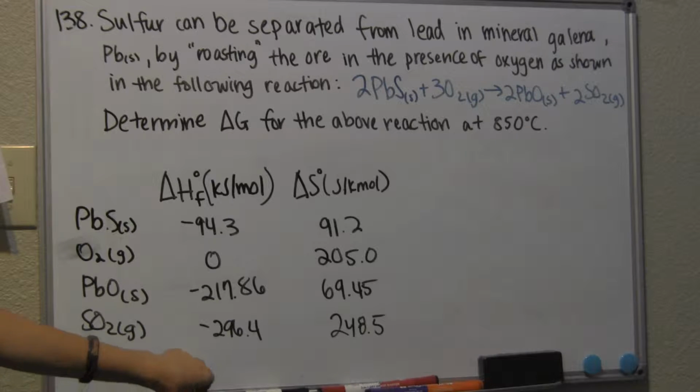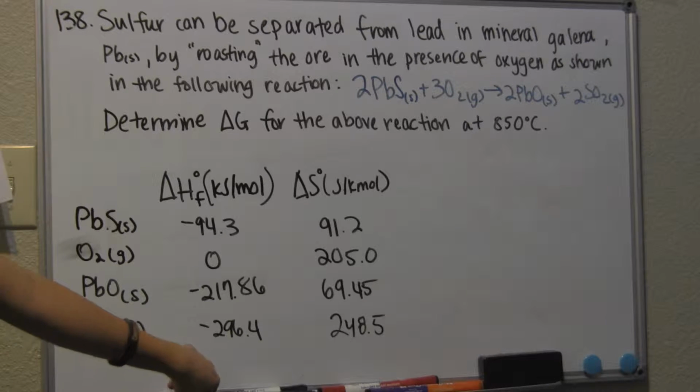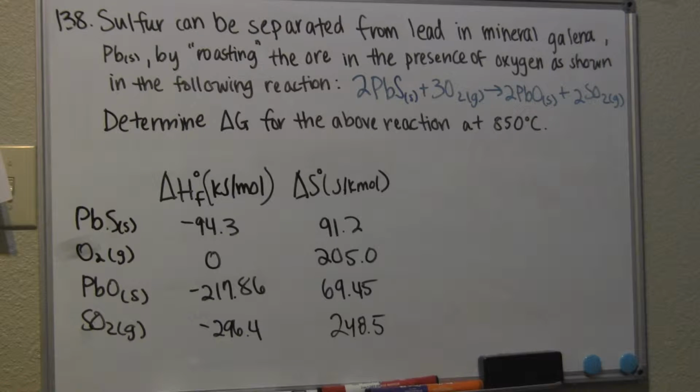So the question is number 138 and it reads, sulfur can be separated from lead in mineral galena, PbS, by roasting the ore in the presence of oxygen as shown in the following reaction. So it's 2 PbS plus 3 O2 yields 2 PbO plus 2 SO2 gas. Determine delta G for the above reaction at 850 degrees Celsius.